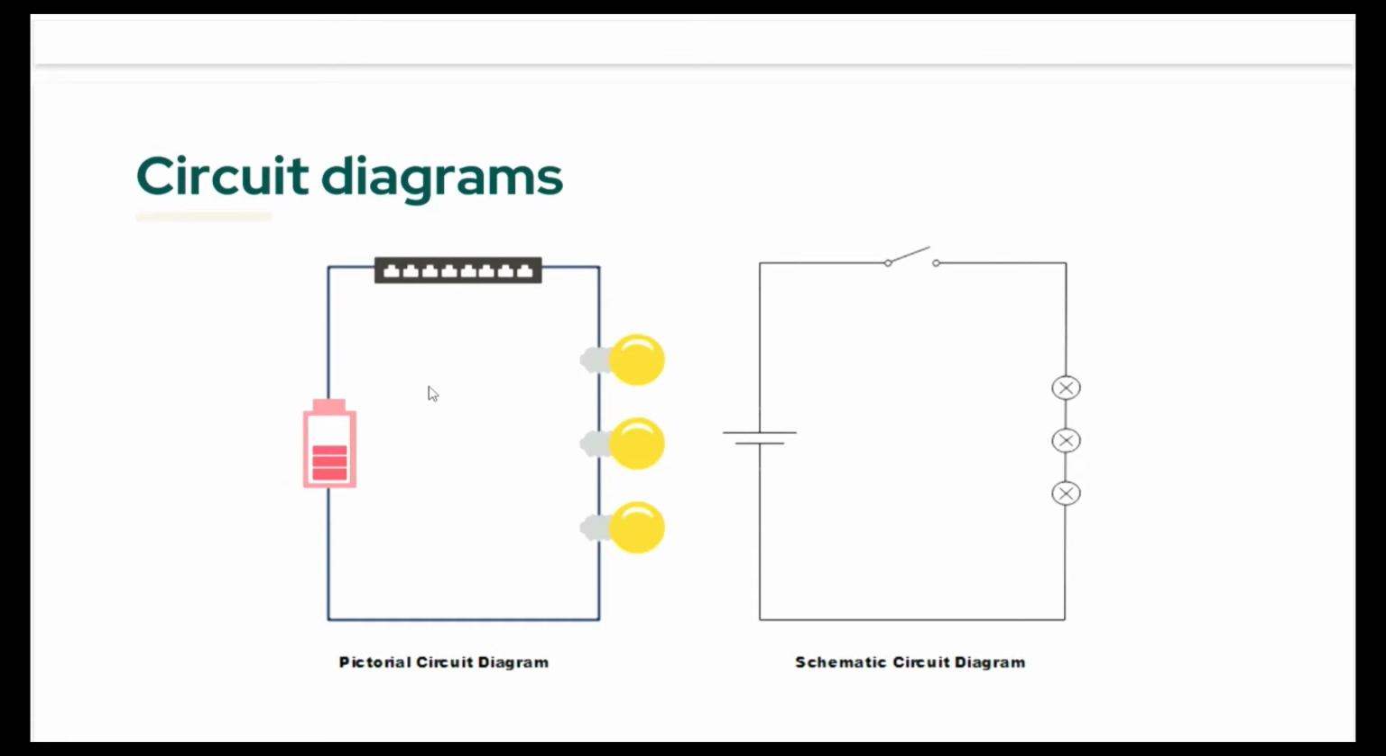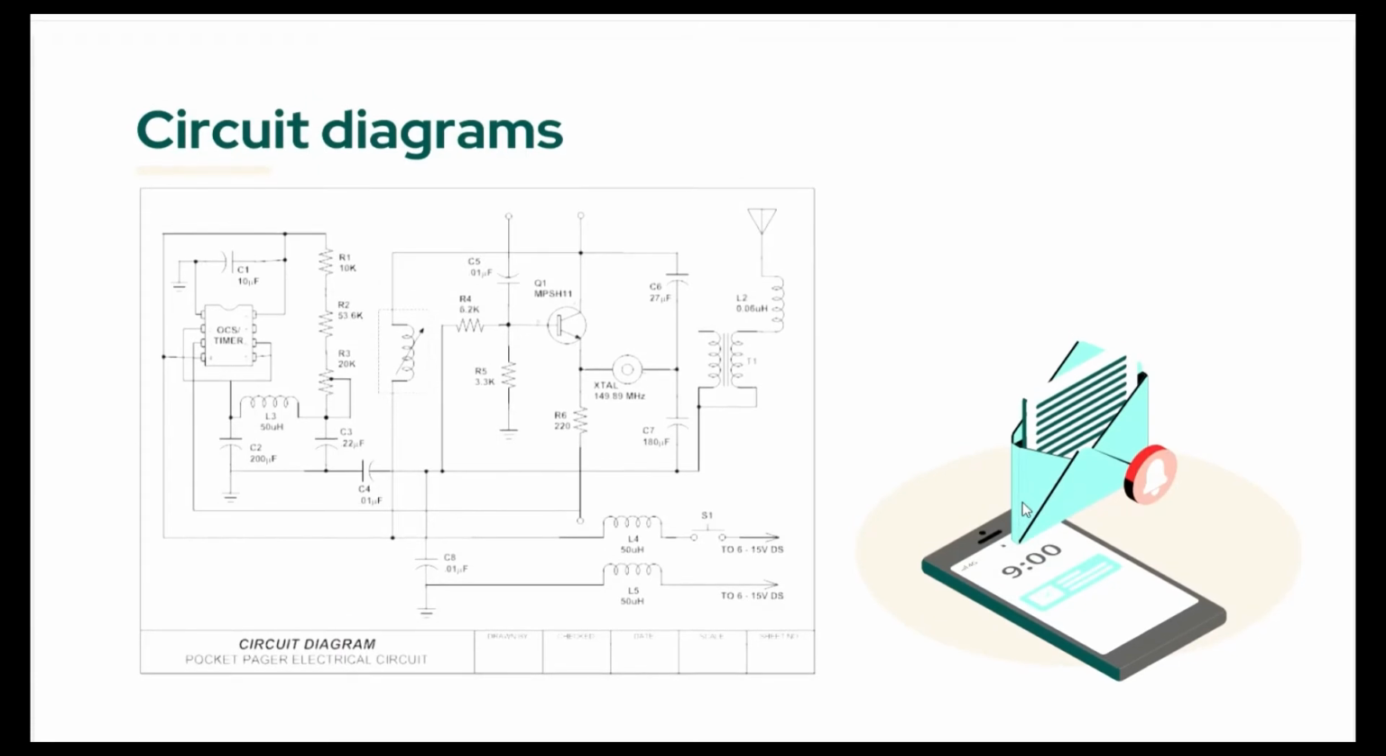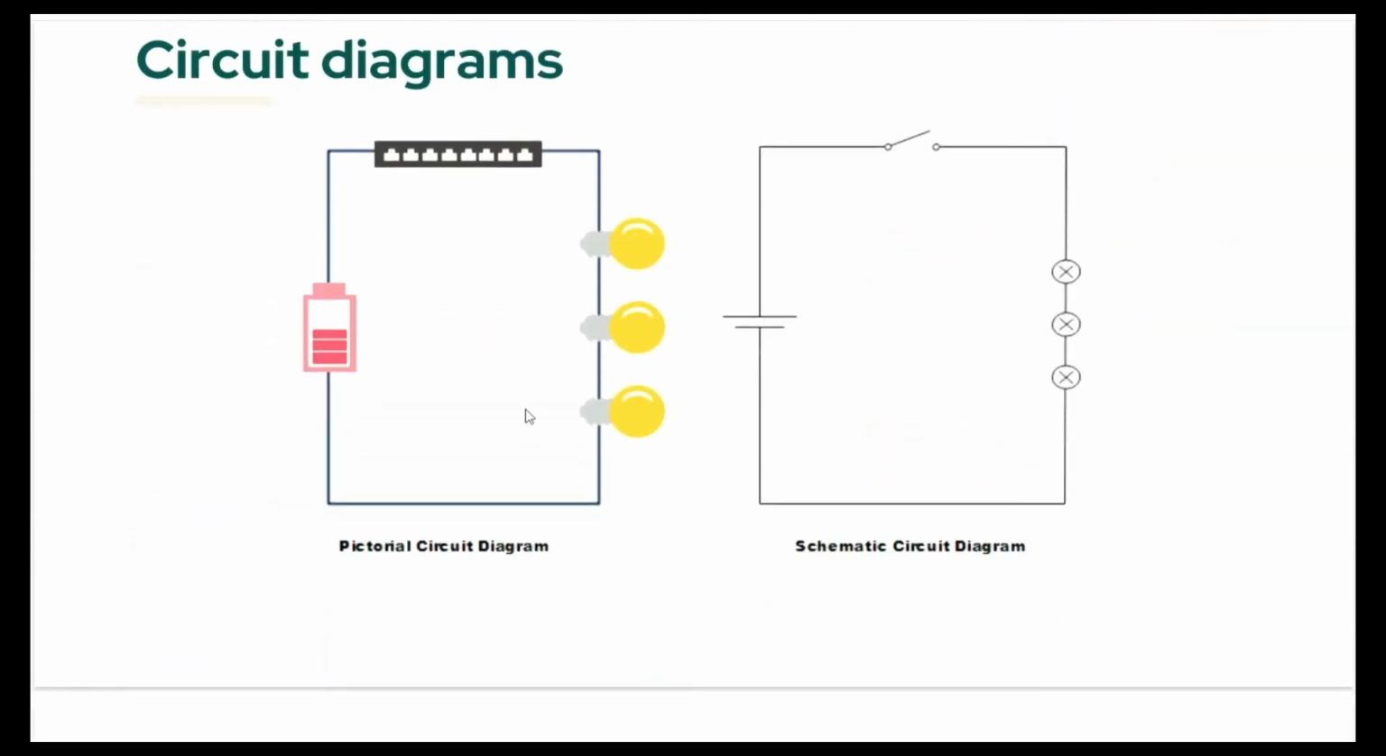When we say pictorial, we are picturing out or displaying the actual pictures of electrical and electronic components. For example, this battery, and these bulbs. If you convert it to a schematic diagram, we use the electrical and electronic symbols. For example, for the switches, for the battery, and another for the lamps. And this is a complex circuit diagram. So know the difference between the pictorial circuit diagram and the schematic circuit diagram.